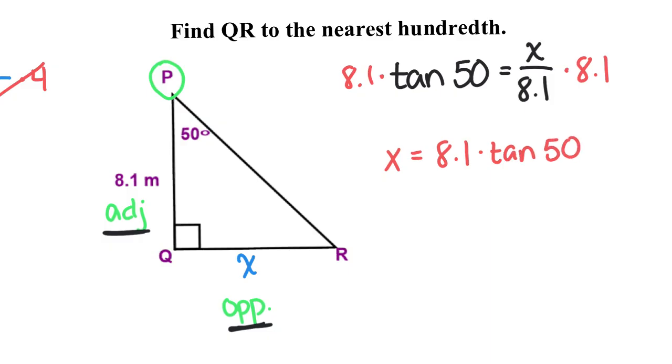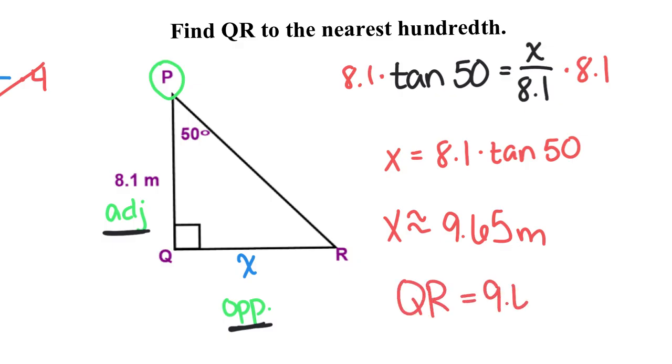And now this is what we can go ahead and put into our calculator. So we get that x is approximately 9.65 meters. And then that is our side length, so QR is equal to 9.65 meters.